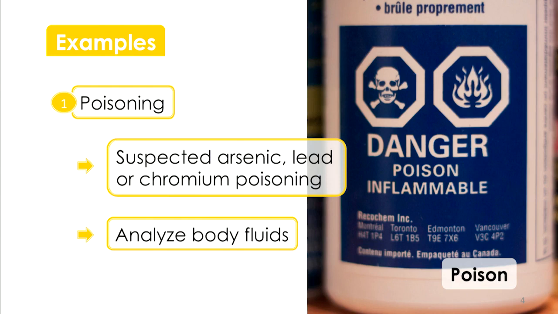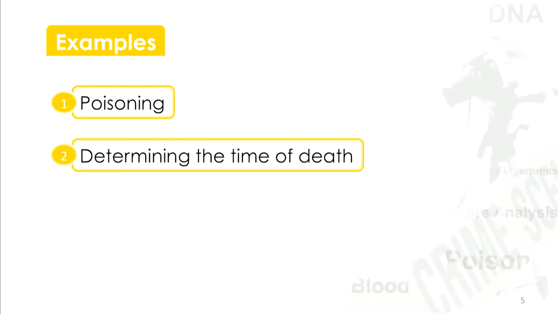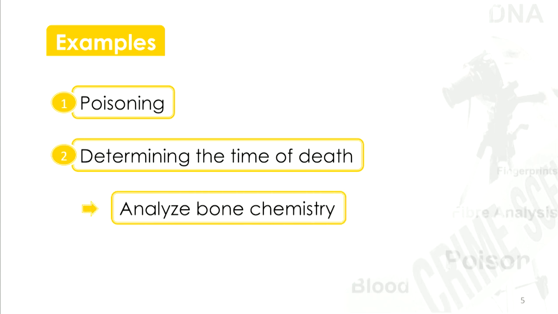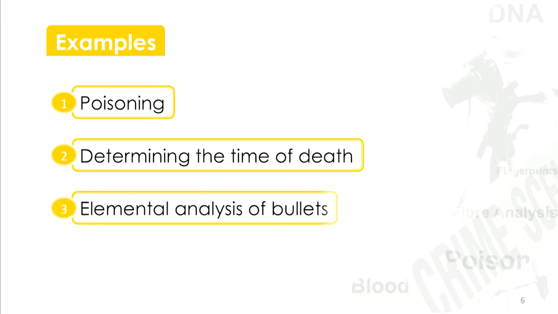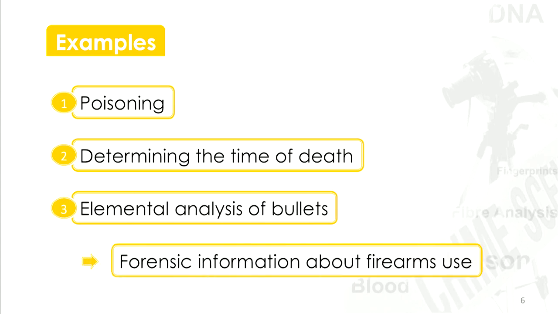Another example is going to be in our lecture on determining the time of death. Analyzing the chemistry of bones can give you information about how long those skeletal remains have been in the ground. And we will also see that analysis of the elements present in bullets can give us important forensic information about the use of firearms.